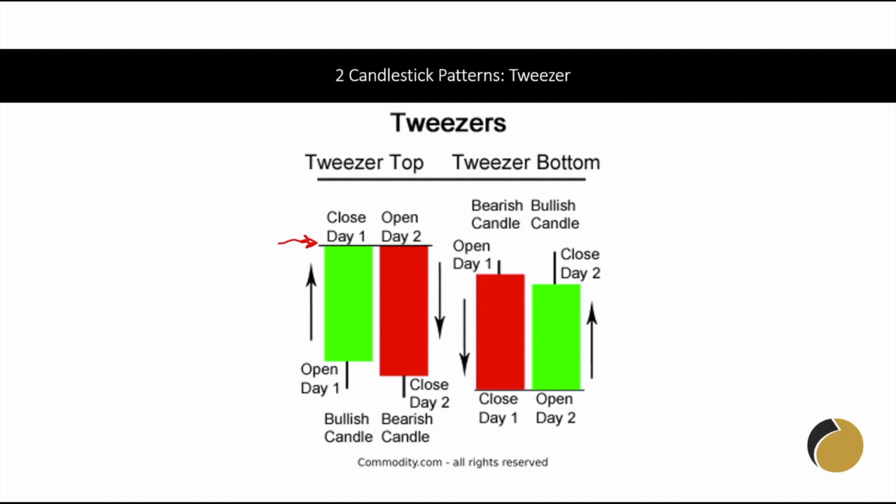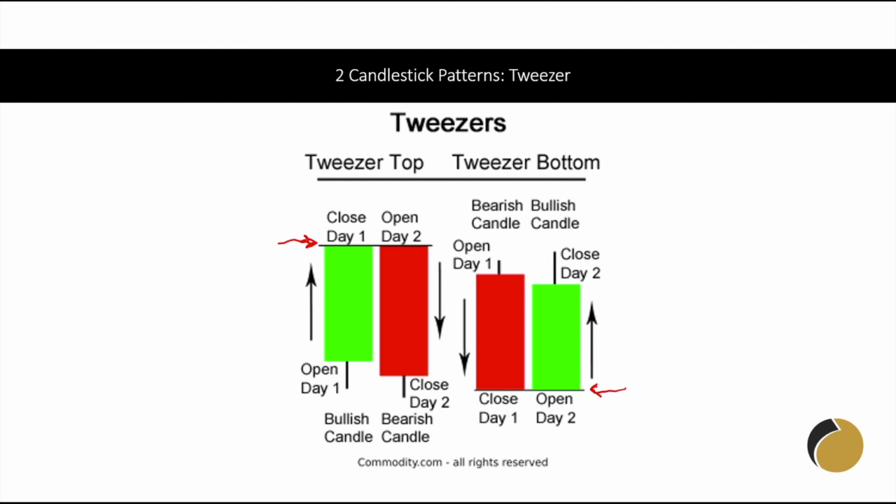Now, the opposite, which is a tweezer bottom, occurs when the two lows of two consecutive candlesticks are relatively equal following a downtrend, which you can see by this line here. Something to take into account for this pattern is that the first candlestick has a large body. However, the body of the second candle can be pretty much any size. For example, in a tweezer bottom, the first candle may be a very strong downwards or bearish candle closing near the low, while the second candle could be anything, even a doji, which has a similar low to the first candle. That is the key.